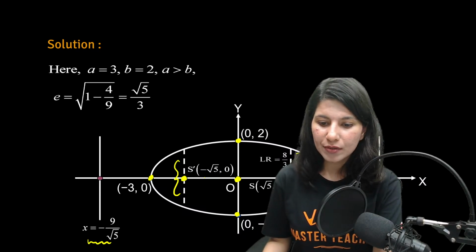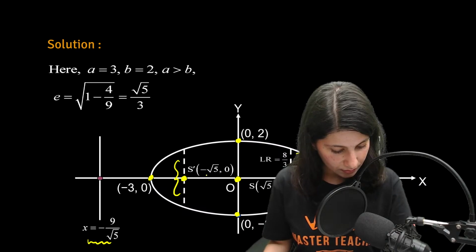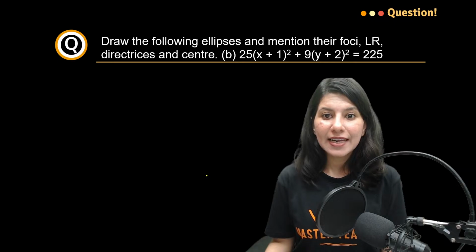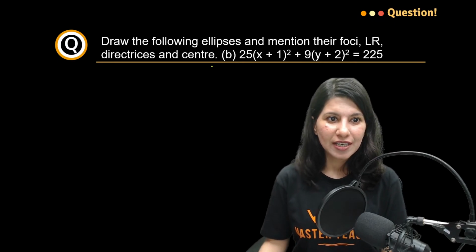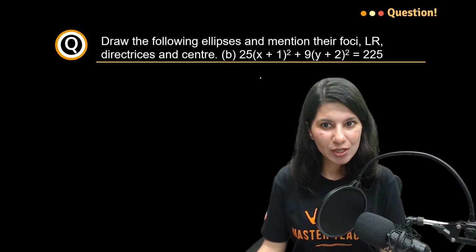All right. Now let us talk about the next problem. The next problem is where the center is not the origin. Draw the following ellipse and mention their foci, LR, directrix and center. Same question but a different ellipse.